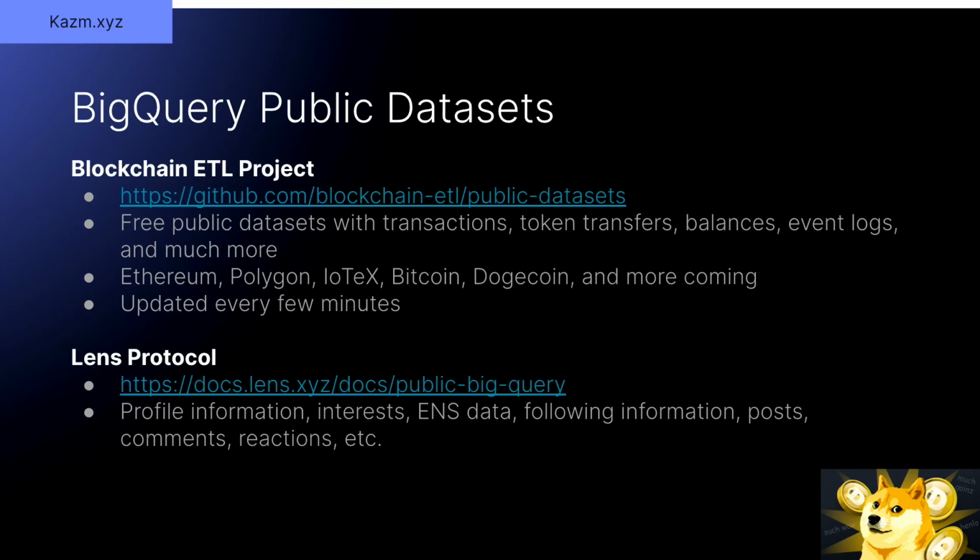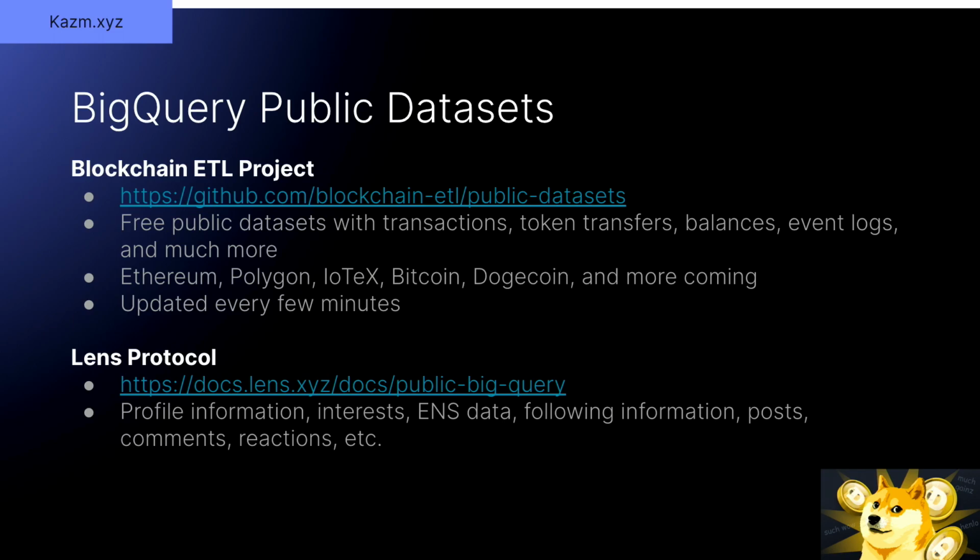I mentioned the BigQuery public data sets. These can be very valuable. One of the biggest projects is called the Blockchain ETL project. So they have all transactions, all token transfers, balances, event logs, much more, on lots of different chains. Ethereum, Polygon, Dogecoin even, and they're kept pretty up to date. So they're not real time, but if you're not trying to do real time analysis, which we're not talking about here, they can be very useful.